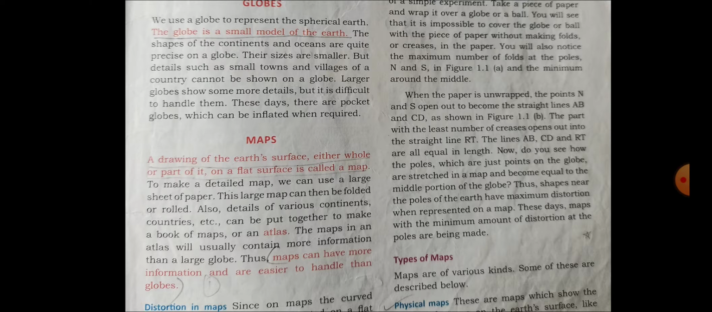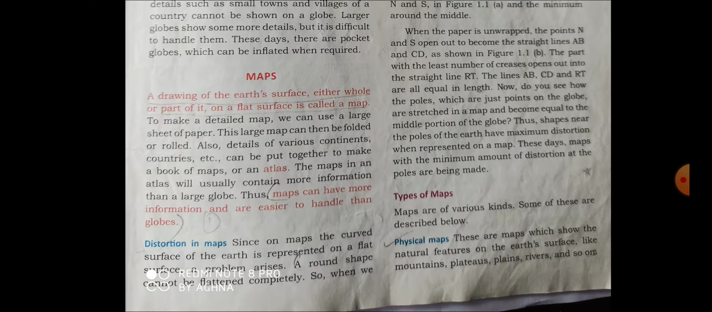The map in an atlas will usually contain more information than a large globe. Thus maps can have more information and they are easier to handle than globes. Next is distortion in maps. So what is distortion? I explained distortion to you before also. Wherever the problem is arising in maps, it is known as distortion.